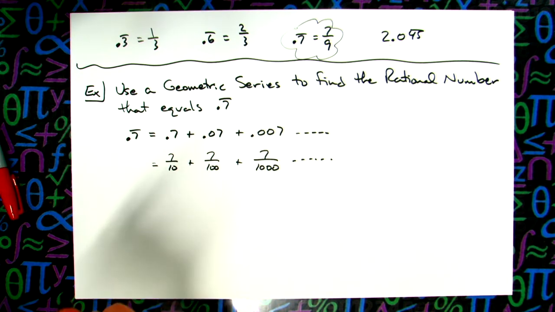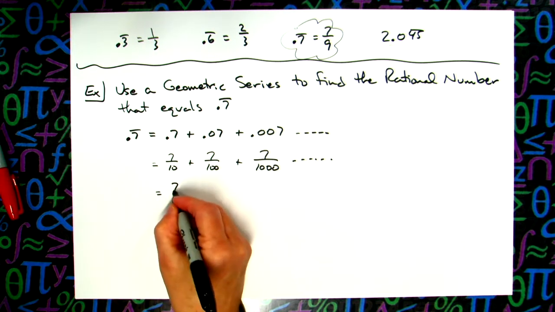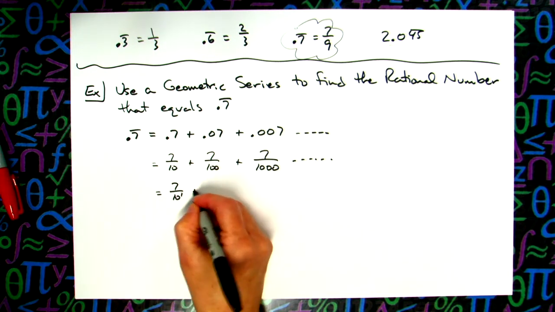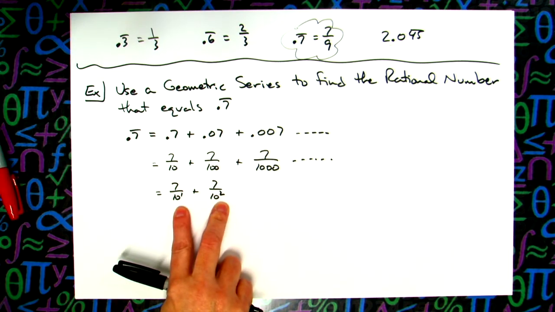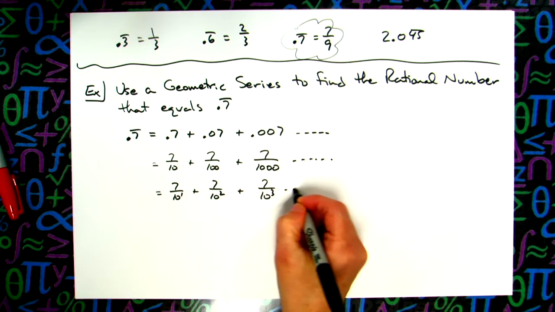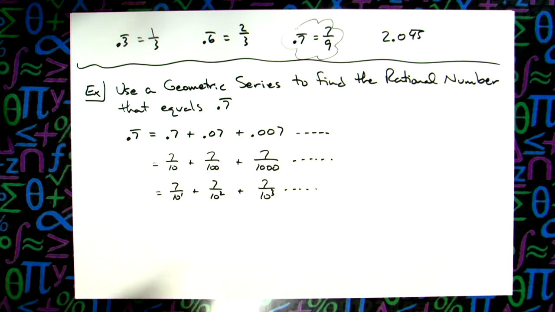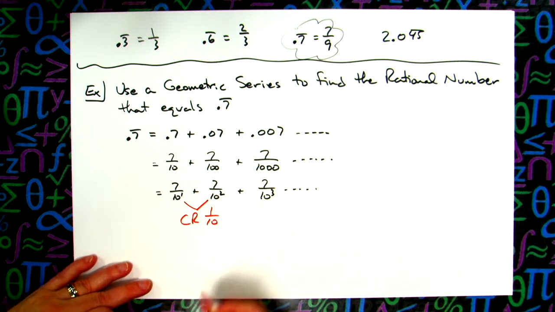Some of you might need one extra line to see it. This is 7 over 10 to the first. This is 7 over 10 to the second. So I just had to multiply by 1 over 10. How far you have to go to see it, I don't know. But what this tells me is that my common ratio is 1/10.